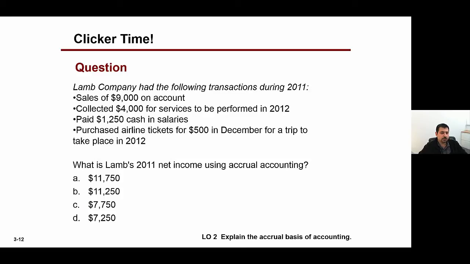Now let's consider this small problem. Lamb Company had the following transactions during 2011. Sales of $9,000 on account, collected $4,000 for services to be performed in 2012, paid $1,250 cash in salaries, purchased airline tickets for $500 in December for a trip to take place in 2012. What is Lamb's 2011 net income using accrual basis? So first of all, what they are asking us is to calculate the net income. So this is what we're looking for.